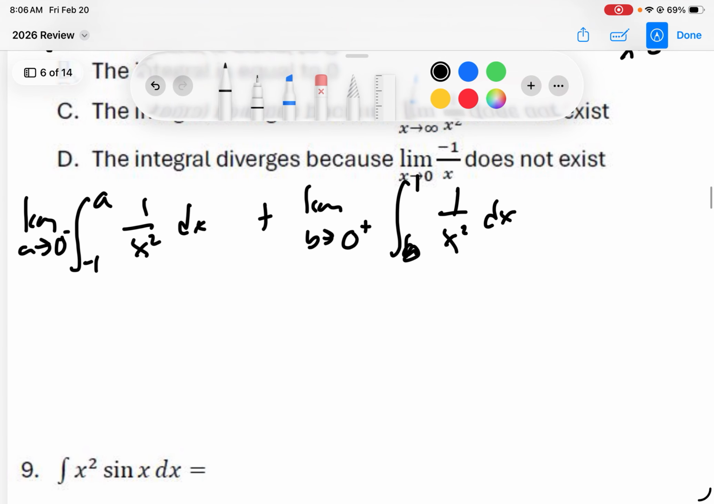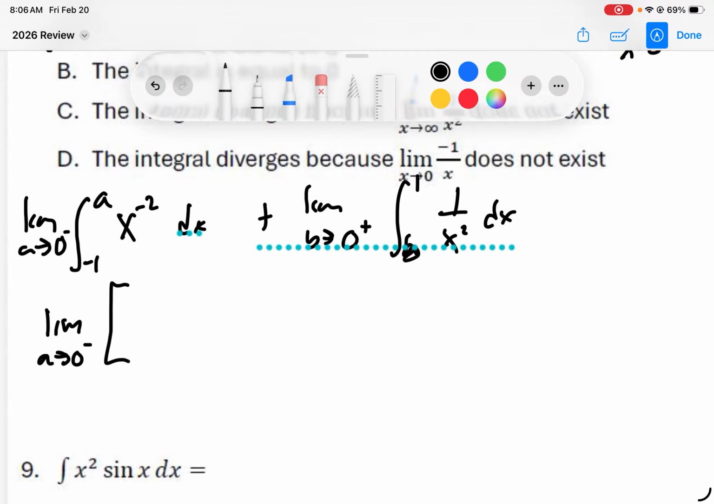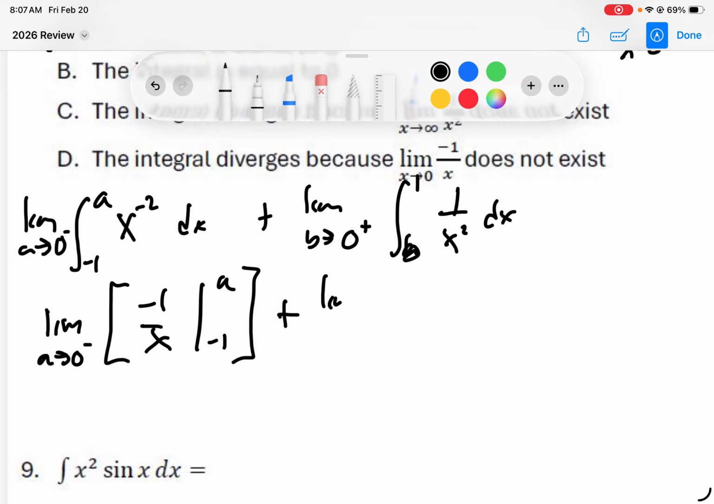Otherwise, it's a little debatable. Okay, so I'm going to rewrite this as x to the -2. Add 1 to the exponent. So the limit as a approaches 0 from the left, the antiderivative, we said, add 1: negative x to the -1, so -1 over x, evaluated from -1 to a, plus the limit as b approaches 0 from the right. Same thing, but you say b to 1.